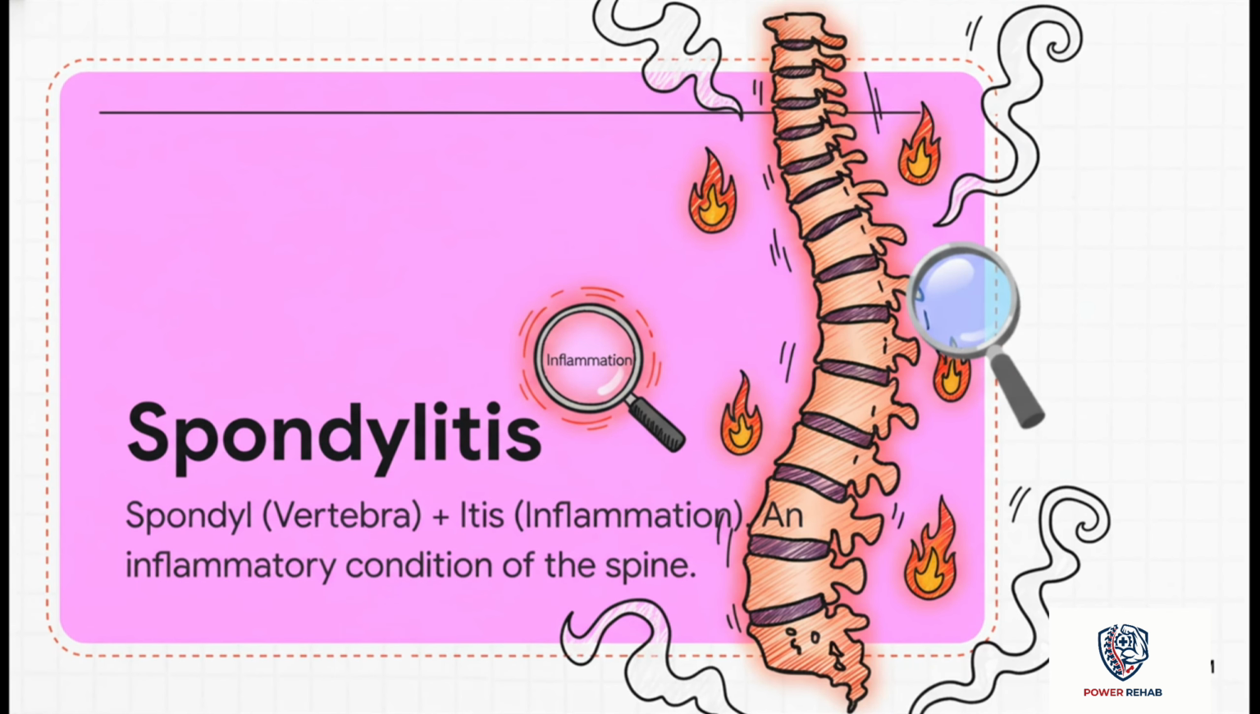And you guessed it, the name is our cheat sheet. You've probably heard this before. Anytime you see itis at the end of a medical word, it screams inflammation. Spondylitis is an inflammatory arthritis, and a classic example is ankylosing spondylitis.